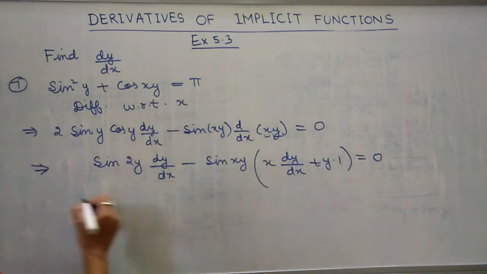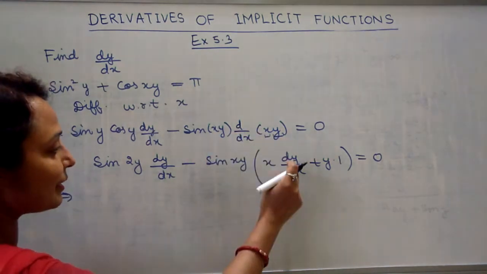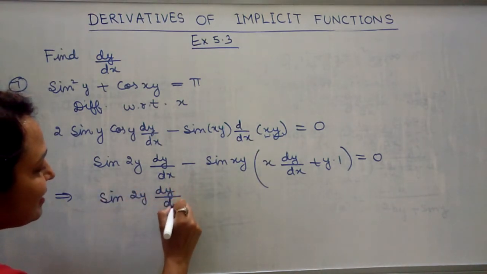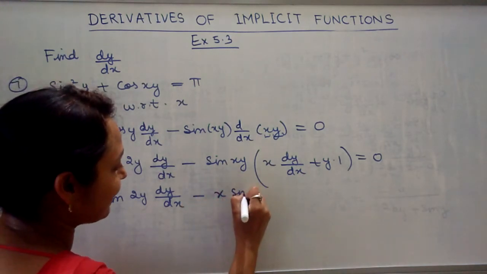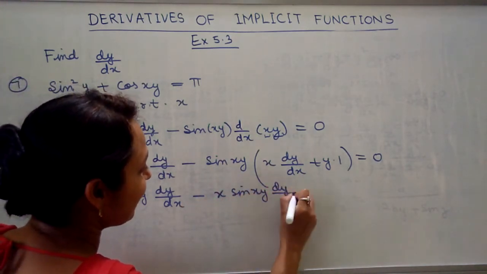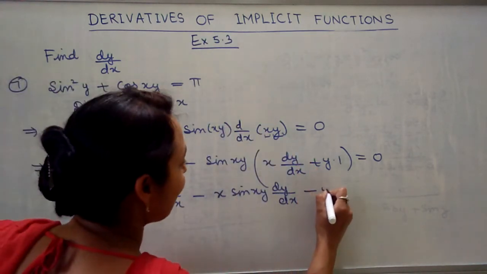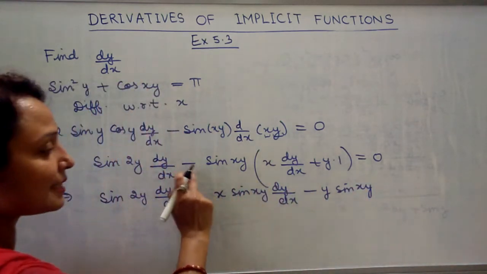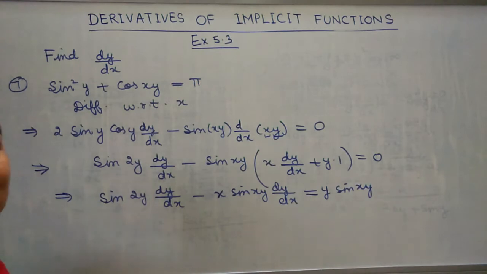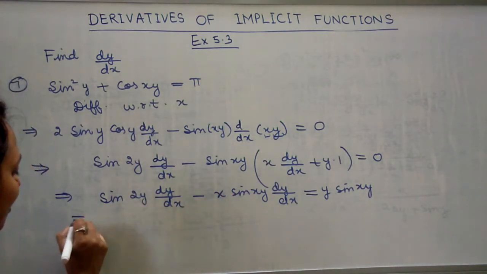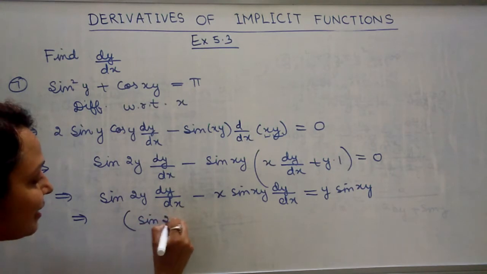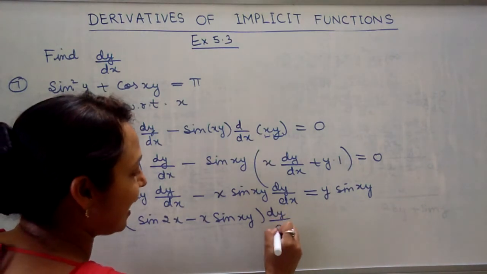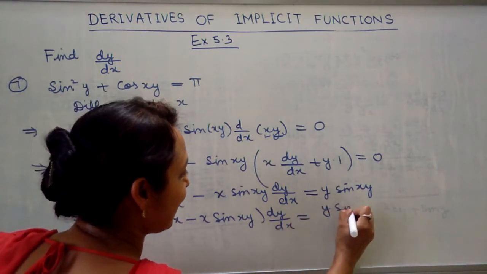Okay, take the values, multiply this one with these two terms. We have sine 2y dy upon dx minus x sine xy dy upon dx, and this negative y sine xy is equals to 0. So I will take this negative on the right hand side, it becomes positive value. Take dy upon dx common. We have sine 2y minus x sine xy dy upon dx is equals to y sine xy.